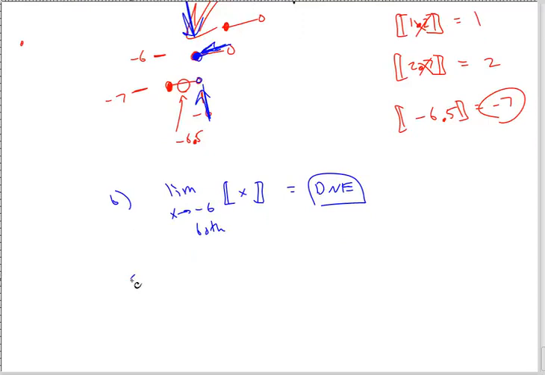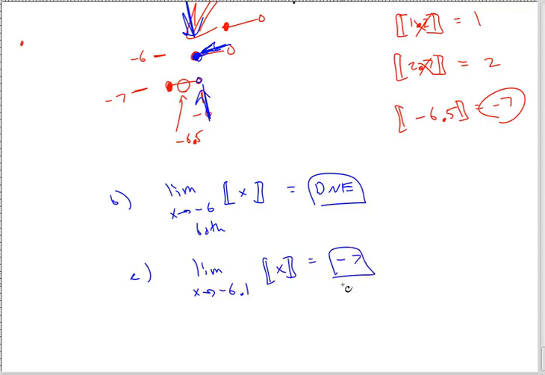For part C, we have the limit as x approaches -6 from the -6.1 side. Again, we've already done this one. I just talked about it up here with all this. It would be a -7, and there you go.